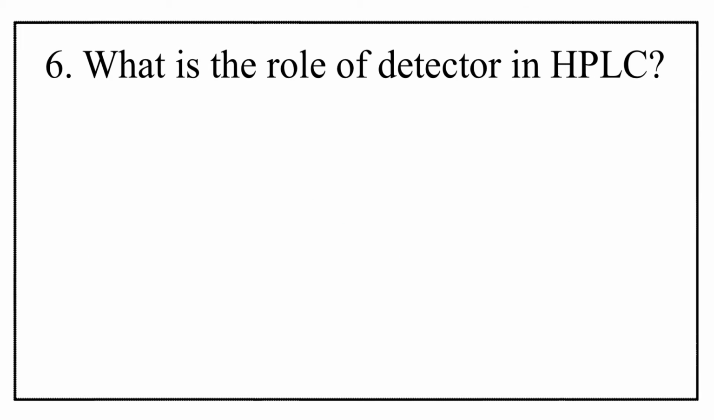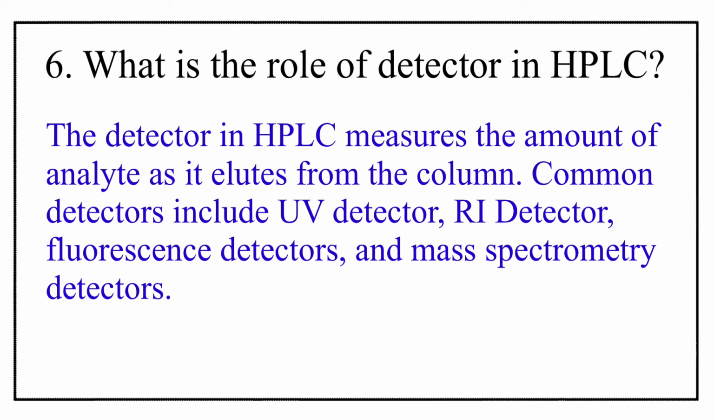Now comes the next question. What is the role of a detector in HPLC? The main role of a detector in HPLC is to measure the amount of analyte which elutes from the column. The most common detectors used in HPLC are the UV visible detector, which is called the UV detector, the RI detector, which is called the refractive index detector, the fluorescence detector and the mass spectrometry detector.